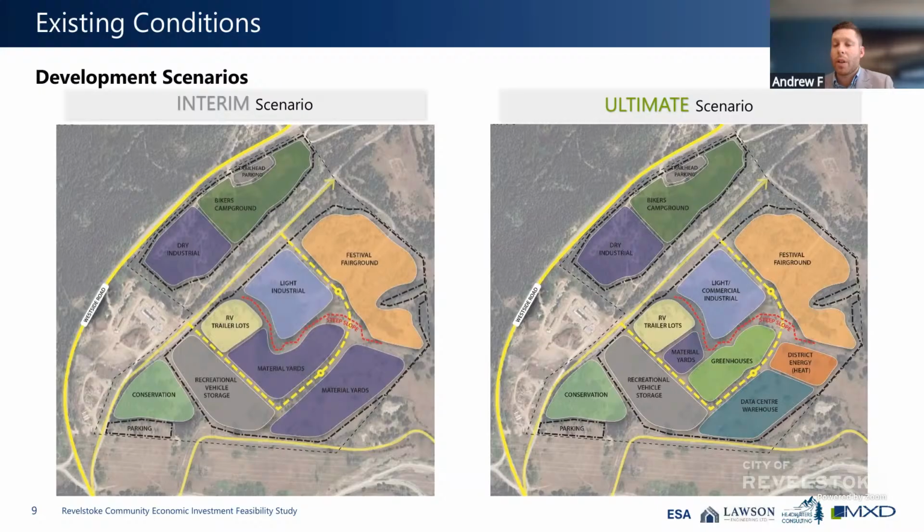So we've seen some really interesting ecological closed loop systems that have been implemented throughout North America and Europe in terms of that. So something to explore. So that's the ultimate scenario. So it keeps the majority of uses there, but if a data center warehouse were to locate on the land, it would be located in as close proximity to the dam as possible, which reduces the amount of servicing requirements and would only remove some of the material or lay down yards, dry industrial type uses that would be located there.